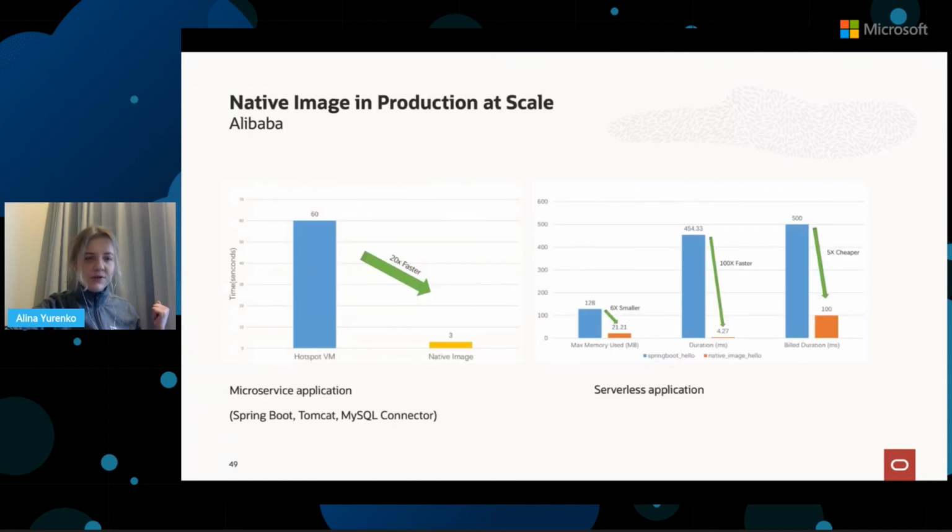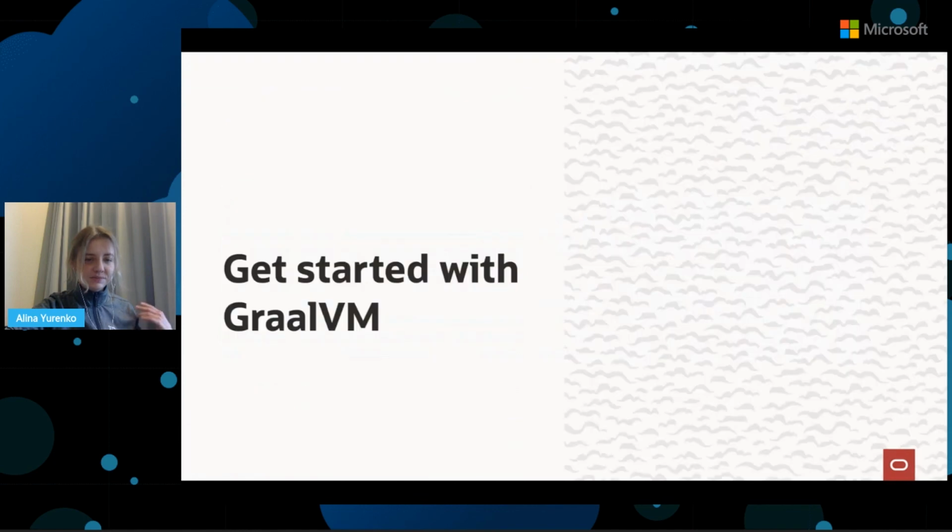And this is an example of somebody using native image in production. Alibaba moved their applications to native image as a platform. And here on the left, you can see that they got 20x faster compared to running on a HotSpot VM. Those were massive applications. But yeah, this is the kind of speedup you can get with native image.